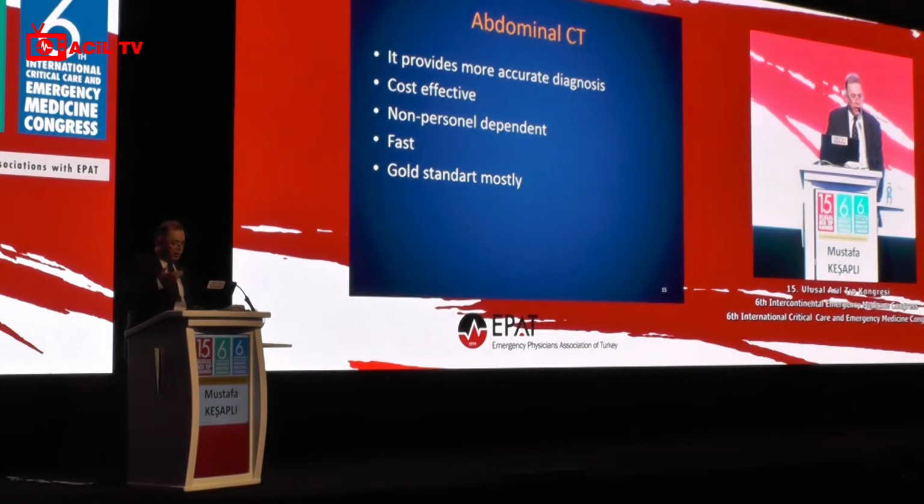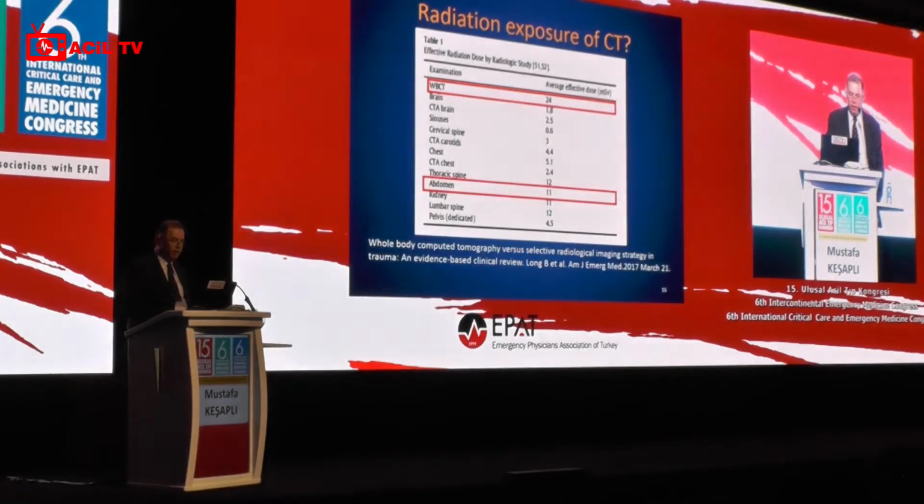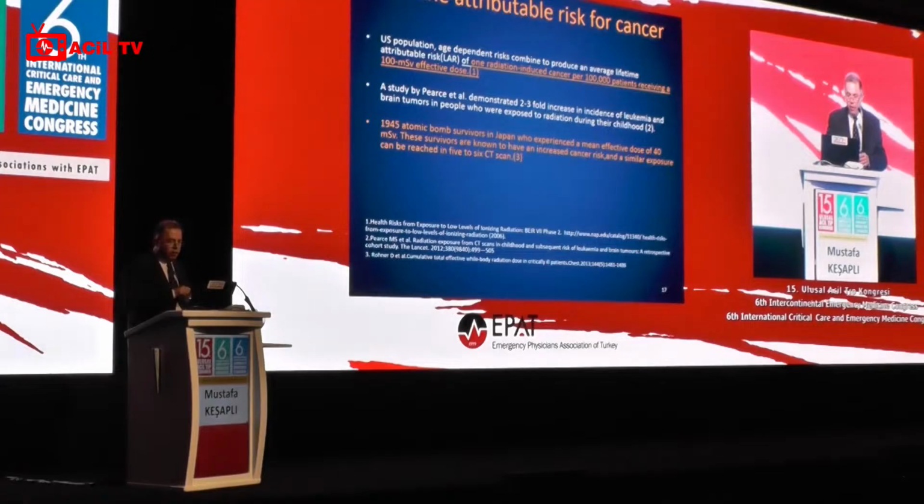And then what was the disadvantage of abdominal CT? First, radiation exposure. According to your machines, approximately 10 millisievert of radiation exposure is delivered by one abdominal CT. I am speaking about adults and will speak about children later on. And what does 10 millisievert mean? I will try to explain to you.